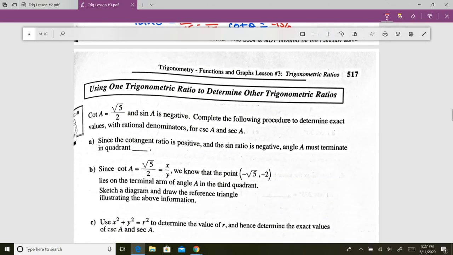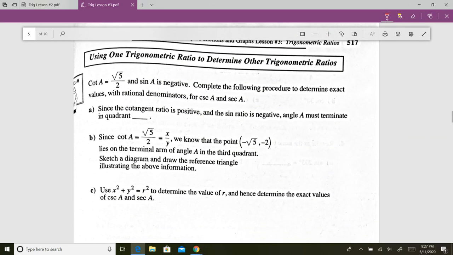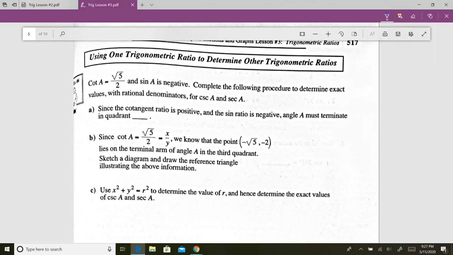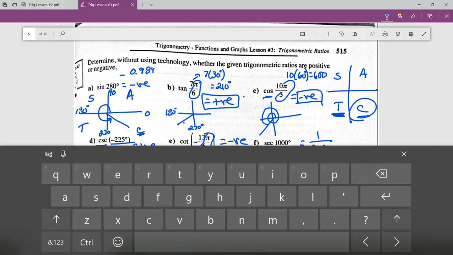All right, last question. This is a good question. So cotan A is root 5 over 2, and sine A is negative. Okay. First thing, you have to figure out which quadrant you're in, and we need to draw a picture. Okay. I don't like how they do a lot of the work here. Whoa.